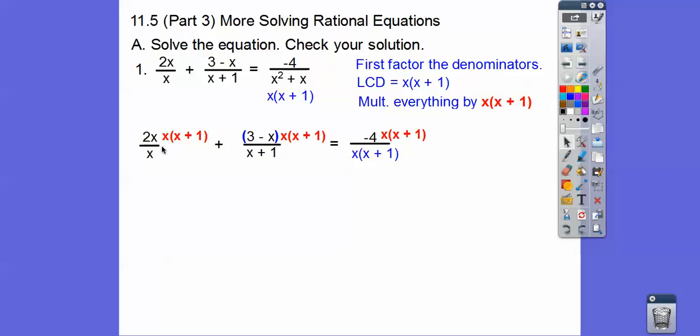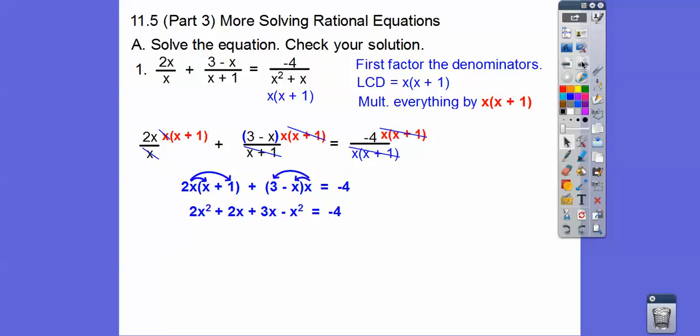Here, the x's cancel. We'll be left with 2x times x plus 1. Here, the x plus 1's cancel. We'll be left with 3 minus x times x. And then here, everything cancels, so we'll be left with negative 4. Then we'll distribute this 2x through, so 2x squared plus 2x. We'll distribute this x through, so plus 3x minus x squared equals that negative 4 right there.